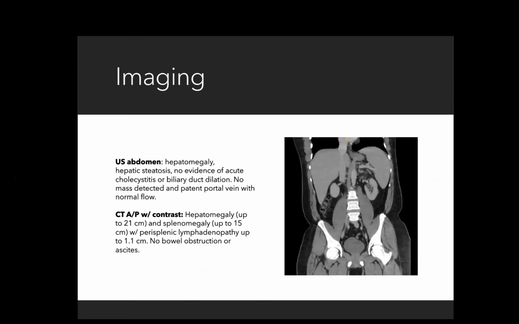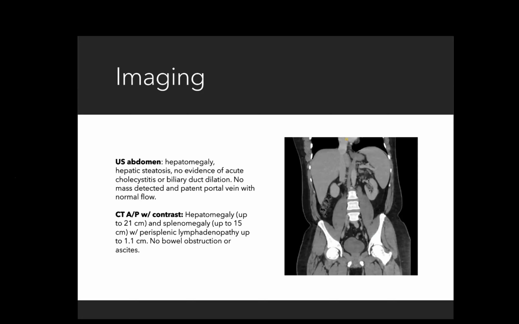I'm gonna move a little bit faster because the whole point of the lecture is around the fever. We did an abdominal ultrasound. The abdominal ultrasound showed hepatomegaly, some hepatic steatosis. There was no evidence of acute cholecystitis or biliary duct dilation, and the portal vein was patent. The reason I mentioned the portal vein was patent is because one of the differentials of fever could be a clot, right? And that clot could be seated anywhere. And this patient came with right upper quadrant tenderness. So that's something just worth knowing.